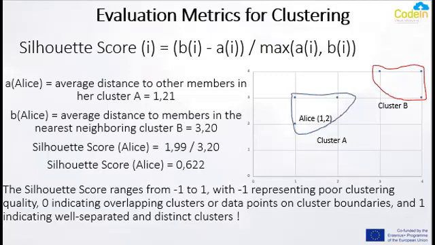Imagine you're at a party where people are grouped into clusters based on their interests. The silhouette score measures how well defined each person's cluster is, like how comfortable they are within their own group compared to neighboring groups. For example, Alice's silhouette score is 0.622. Alice's silhouette score of 0.622 indicates that she is reasonably well matched to her cluster and is more similar to members of her cluster than the nearest neighboring cluster.